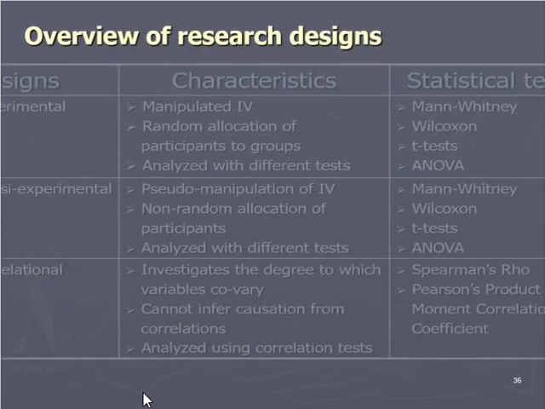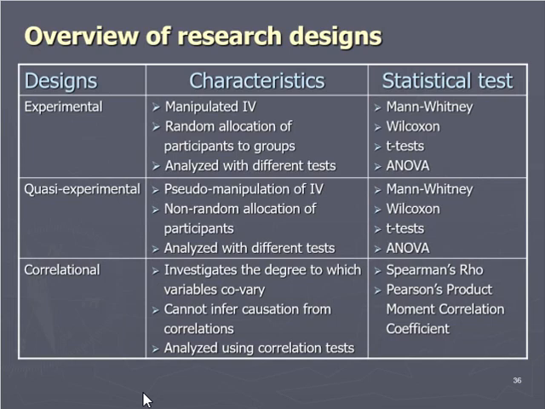Now, overview of research designs. When we say experimental, okay, the independent variable is manipulated. Okay, so you change that. Titignan mo yung effect niya sa mga respondents mo. Okay, and then it's analyzed with different tests. No? For the manipulation and test, you have t-test and ANOVA most of the time.